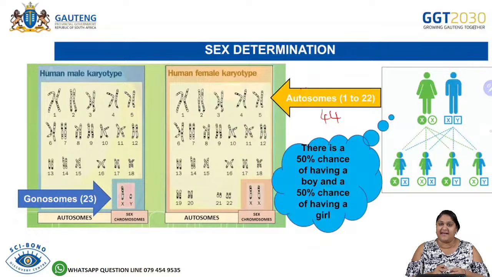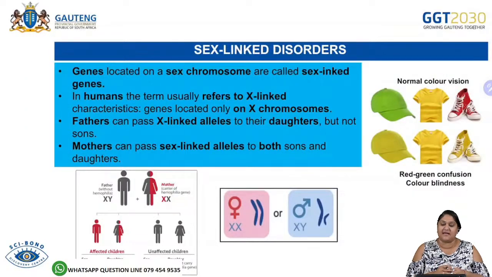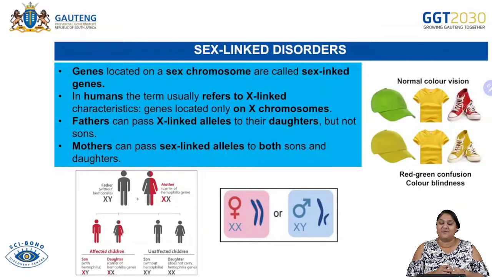Then you need to know the 2 sex-linked disorders that are part of the examination guideline. It's hemophilia and color blindness. Hemophilia is when you have a problem with blood clotting, okay, and then color blindness is red-green confusion, where you can't distinguish between red and green. Everything looks basically yellow to you. Okay, so these are both carried on the X chromosome. You need to know them.